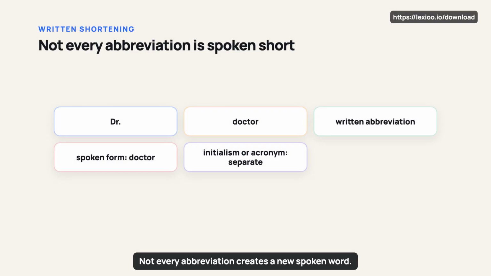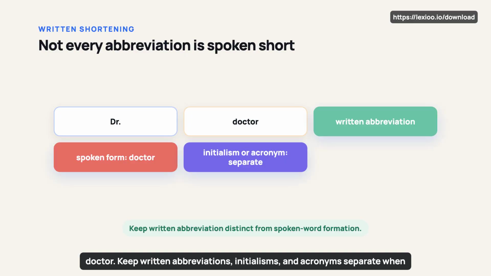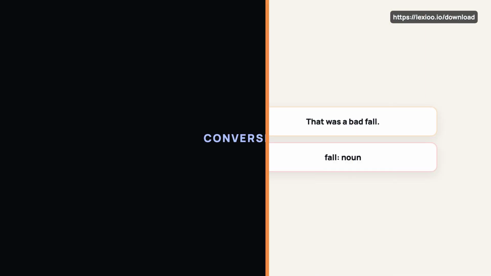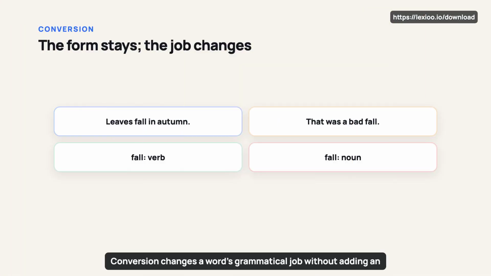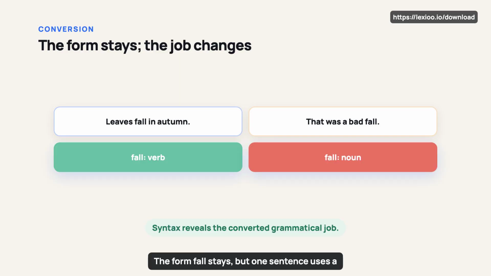Not every abbreviation creates a new spoken word. Doctor shortens doctor in writing, but speakers still say doctor. Keep written abbreviations, initialisms, and acronyms separate when pronunciation is the learning question. Conversion changes a word's grammatical job without adding an affix. Compare. Leaves fall in autumn. That was a bad fall. The form fall stays, but one sentence uses a verb and the other uses a noun.